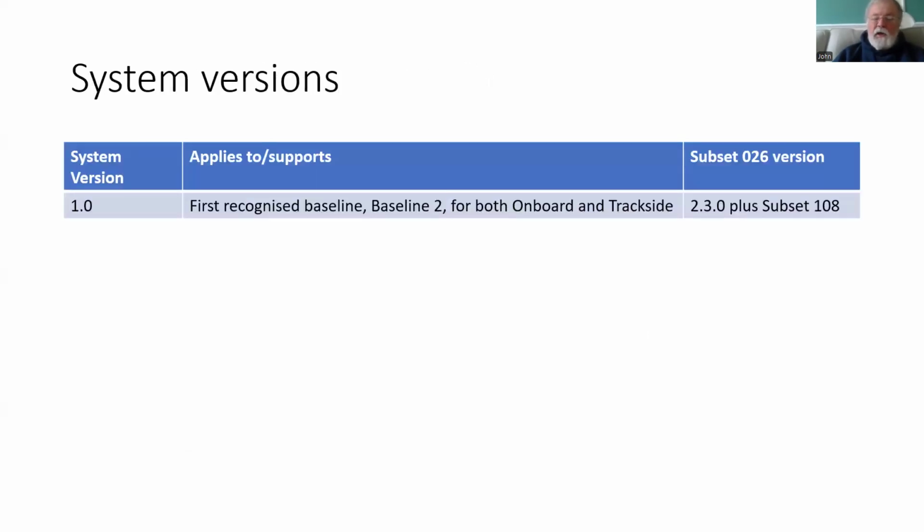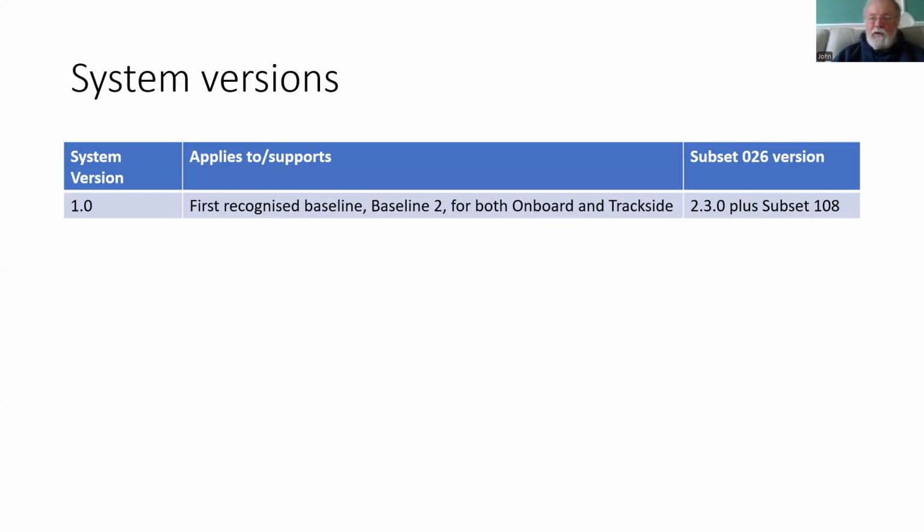So let's have a look at the system versions. So system version 1.0. This was the first recognized baseline known as baseline 2. Up until that point, each of the suppliers had been developing their own solutions, working collaboratively, so there was a lot of commonality, but there were discrepancies and differences. Europe worked really hard with the ERTMS user group and the suppliers and ERA to bring together a set of specifications.